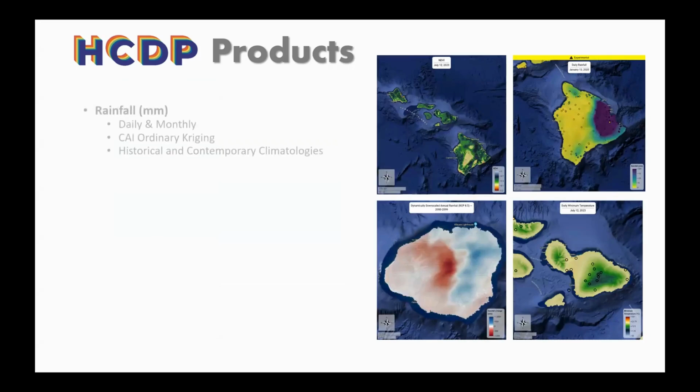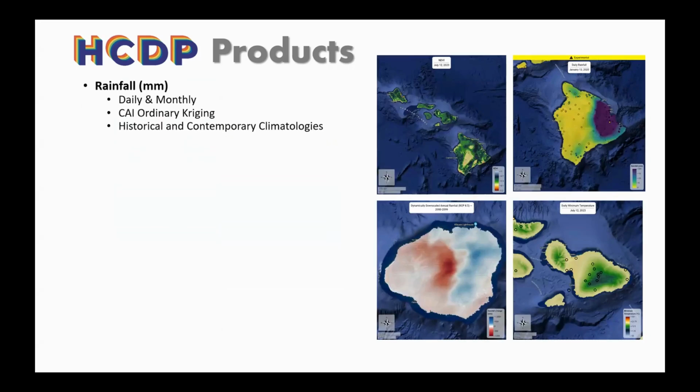Okay, and then products themselves. We have rainfall. So we have daily and monthly rainfall. We use climate-aided interpolation or ordinary kriging. And we have historical, so going back monthly and daily, 30 years. Actually, monthly goes back to 1920, but that data set stops in 2014, and there's an overlap period. So there's two different rainfall data sets that are monthly, but there's one that's real time. And then we have historical and contemporary climatologies. So that's mean annual rainfall, mean monthly rainfall, those kinds of things that are made from different data sets. And we have documentation of what each one is.